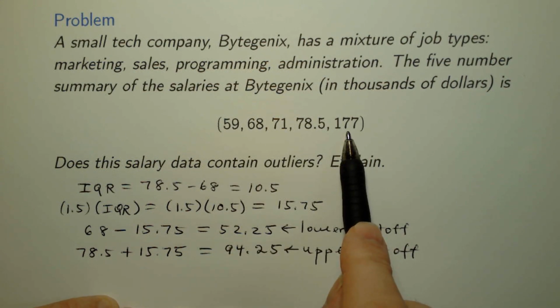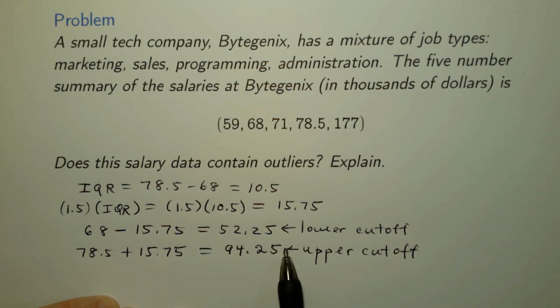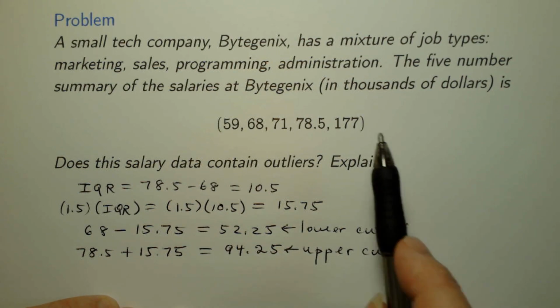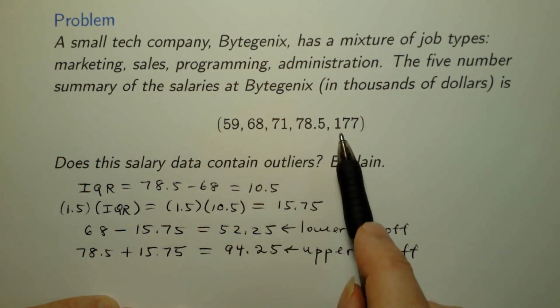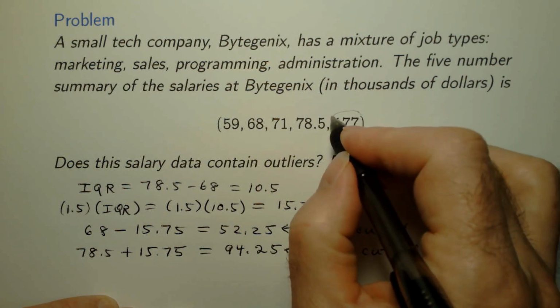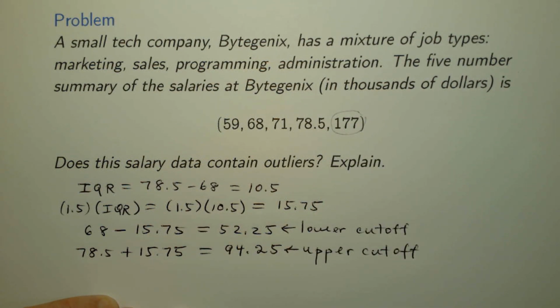On the other hand, when we look at the 5-number summary, we see that there's at least one element in our data set that's as big as 177. So we know for sure that we do have at least one outlying value. We have at least one value that's exceeding 94.25. Now, how many outlying values we have, we don't know. We just know that this salary data contains at least one outlier, namely this maximum value. Okay, let's return to the class notes.